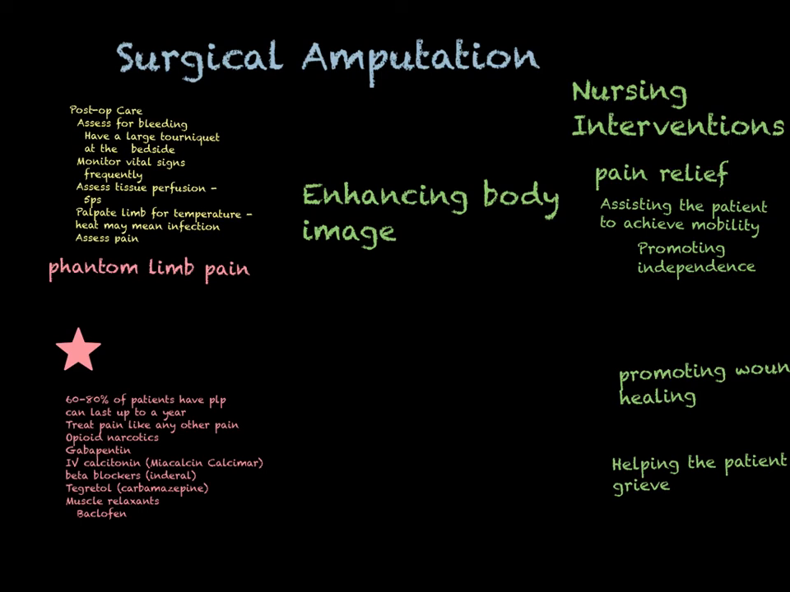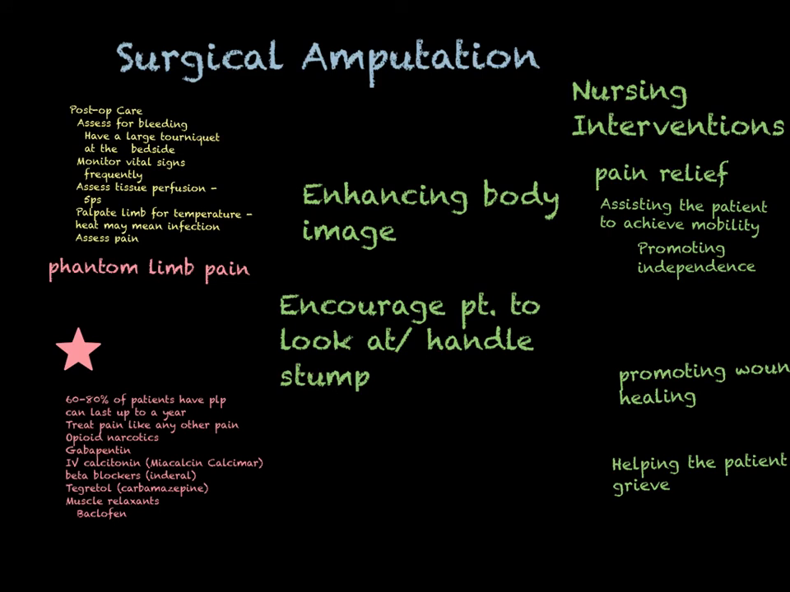So these folks are dealing with the loss of a limb. It's the appearance of the limb, and also just the loss of function and how people are going to see them now that they have this amputation. So one of our interventions, I'm sorry, we're going to encourage that patient to look at and eventually to handle that stump. That's the first step, and I'm going to show you some videos in class of people who are looking at their stumps for the first time, and they've shared that information on the internet.